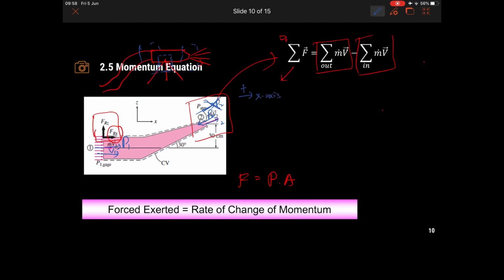So for the x-axis, you do have F_Rx plus the pressure force to the right at point 1, P1 A1. Okay, how about at point 2? P2 is actually in the opposite direction, right? If you draw carefully, it becomes like that. Right, this is the figure. You do have P2 here.